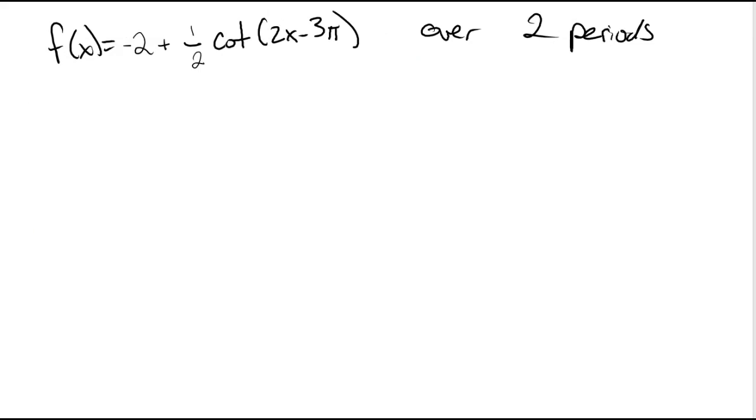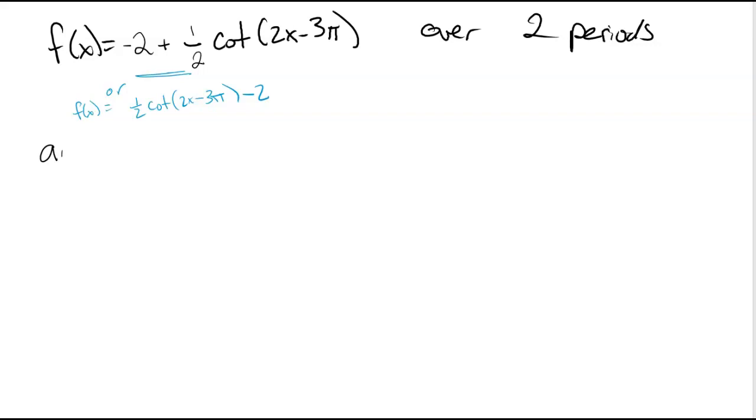So again, f of x could be -2 plus half of cotangent of 2x minus 3 pi over 2, for two periods. Again, I encourage you to pause the video and try this on your own. Remember that even though there's a -2 in the beginning, do not combine these two values together. This could be the same thing as if I wrote f of x is equal to 1/2 cotangent of what was in the parentheses and then -2. So they mean exactly the same thing.